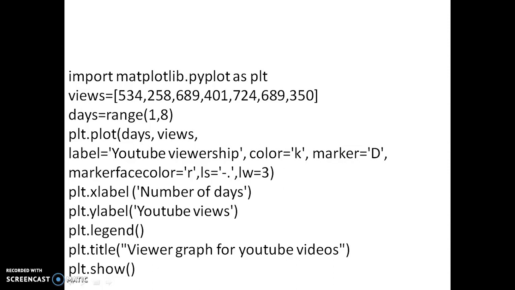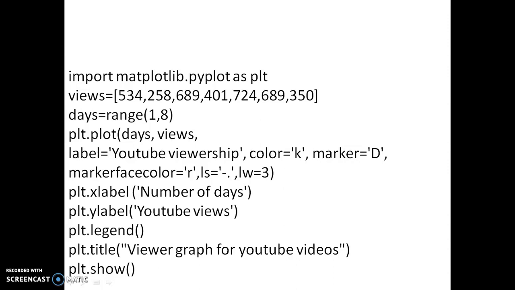What all this stuff is, I will show you by running the program. Line style is dashed. Line width should be 3. X label is number of days, Y label is YouTube views. In the previous program, X label was cost, Y label was speed. I am writing here number of days, YouTube views. Later, same title, the viewer graph for YouTube videos. The new thing in this program is color. That is K. K stands for black.